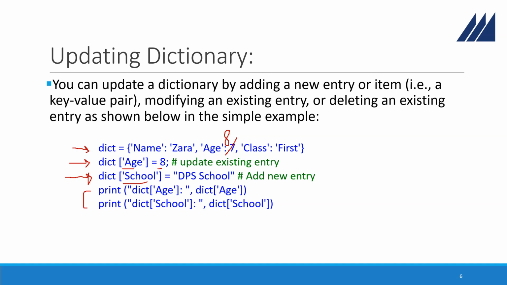So when you assign a new value, if the key already exists in the dictionary, the value that is associated with that key is going to be updated. If the key does not exist in the dictionary, what's going to happen? It's going to be added as a key for a new item, and the value that you assigned to this key is going to be added to the dictionary as the value of this key.